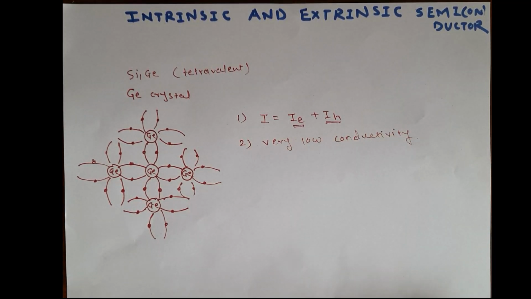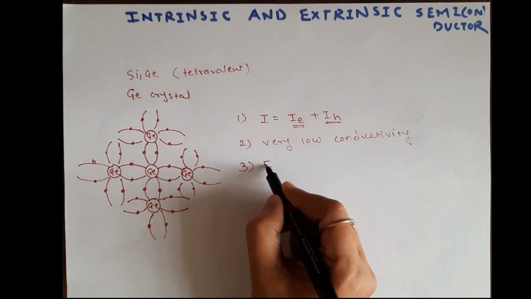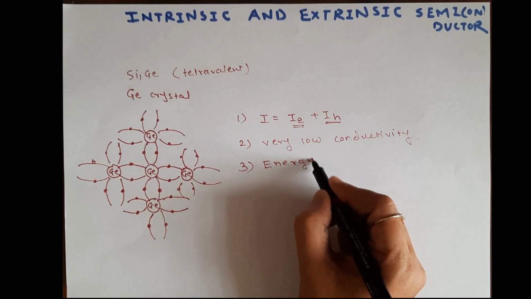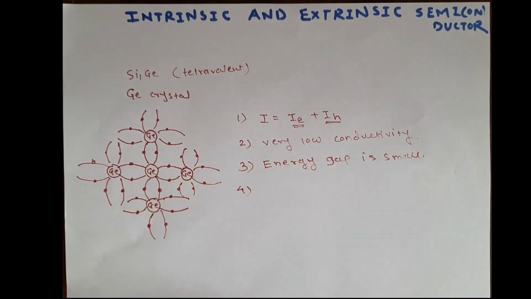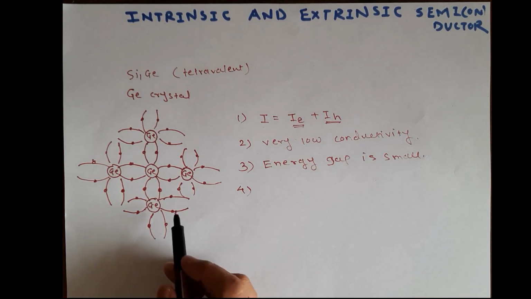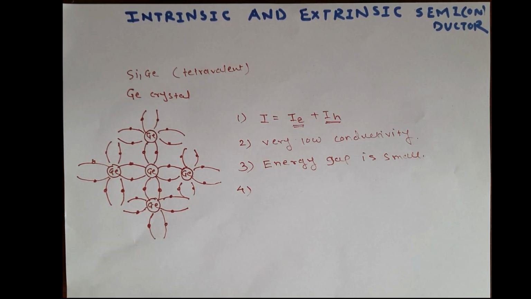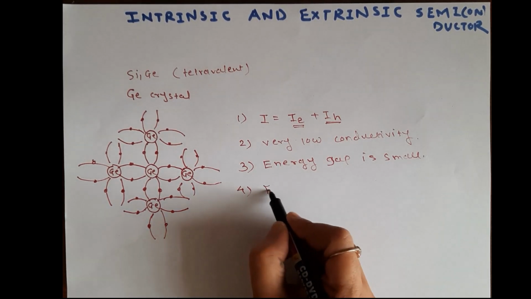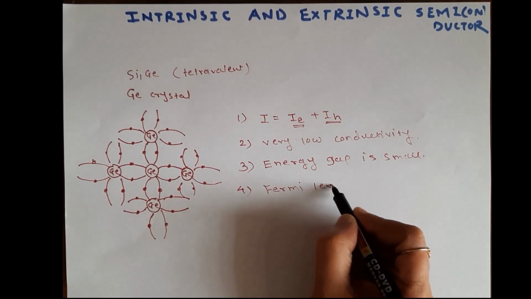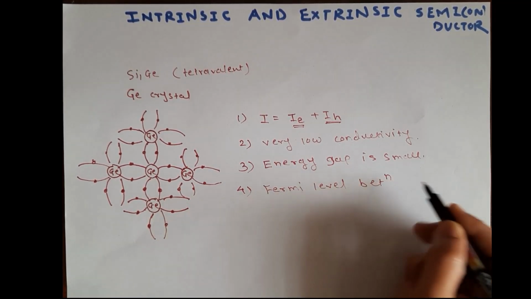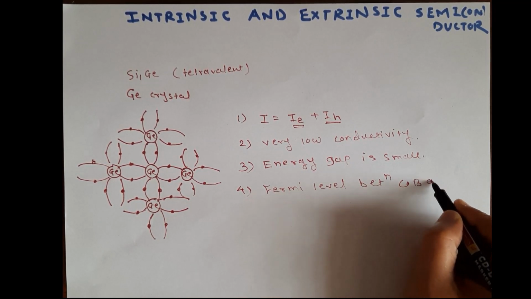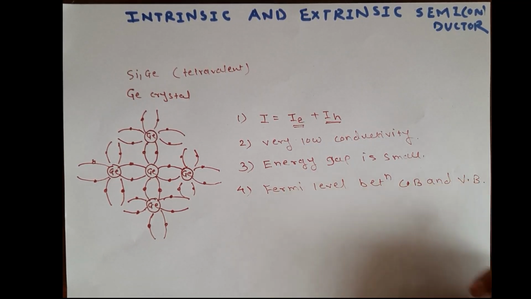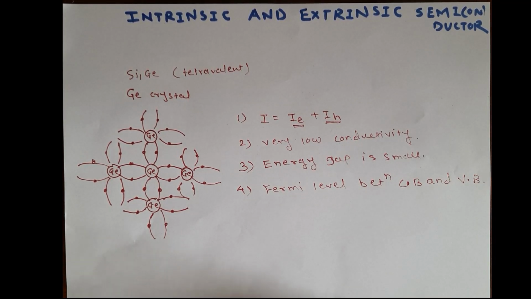In this semiconductor, the energy band gap is very small, and the Fermi energy level lies in the middle of the valence band and conduction band. Fermi level lies between conduction band and valence band. Due to the few free electrons or charge carriers, these are not practically used.